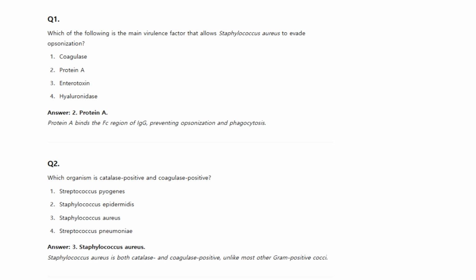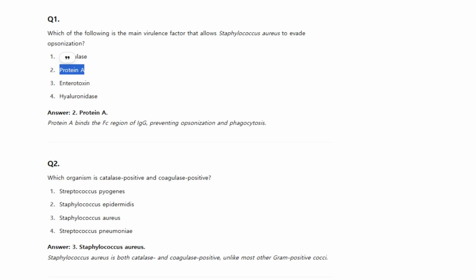Q1. Which of the following is the main virulence factor that allows Staphylococcus aureus to evade opsonization? 1. Coagulase, 2. Protein A, 3. Enterotoxin, 4. Hyaluronidase. Answer 2. Protein A. Protein A binds the Fc region of IgG, preventing opsonization and phagocytosis.